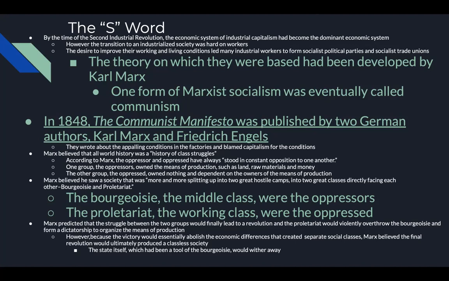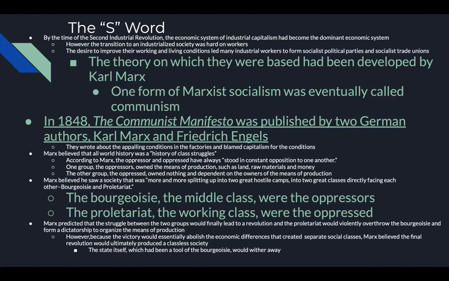They wrote about the appalling conditions in factories and blamed capitalism for their conditions. Marx believed that all world history was a history of class struggles. According to Marx, the oppressor and the oppressed have always stood in constant opposition to one another. One group, the oppressors, owned the means of production such as land, raw materials, and money. Kind of like what we talked about in the last lecture. The other group, the oppressed, owned nothing and were dependent on the owners of the means of production.